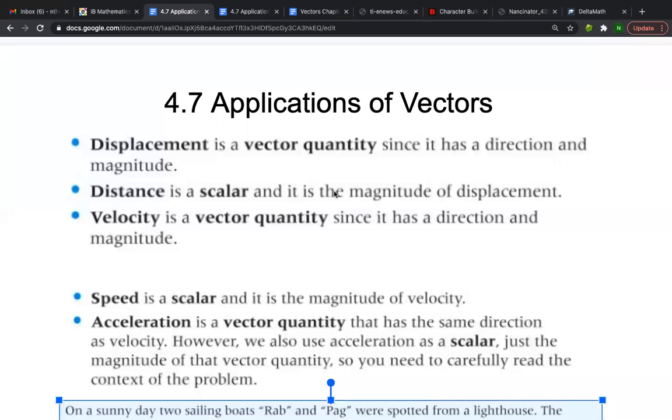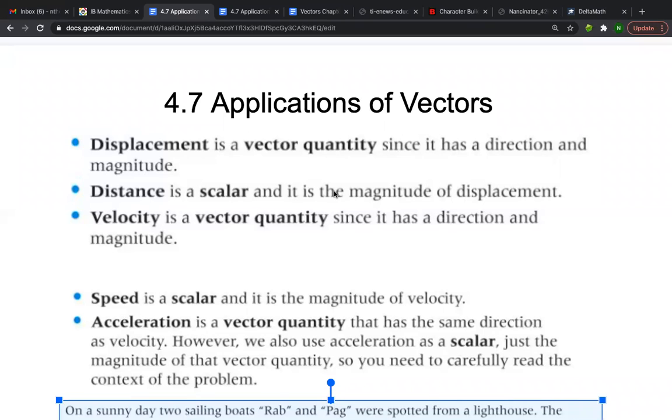Okay, so this last section is applications of vectors. The first thing we're going to talk about is just these definitions at the beginning. Just something to keep in mind: your final answer for displacement should always be a vector quantity since it has direction and magnitude, but distance will be a scalar. It's just a number because it's the magnitude of the displacement.